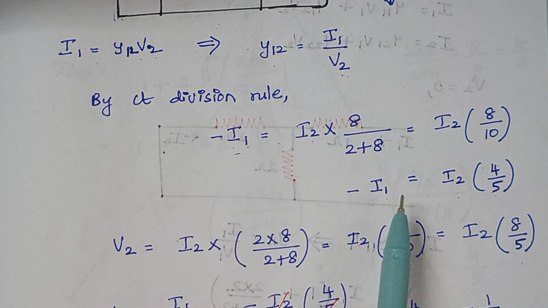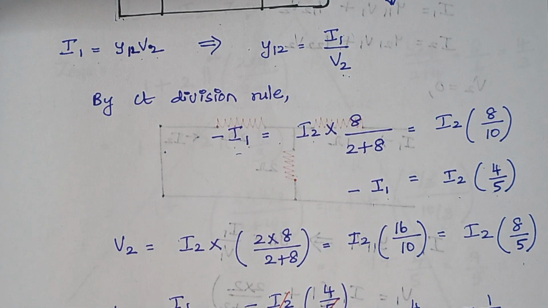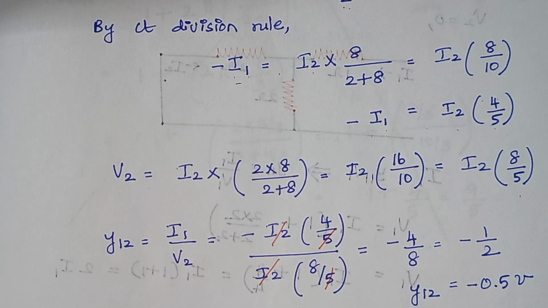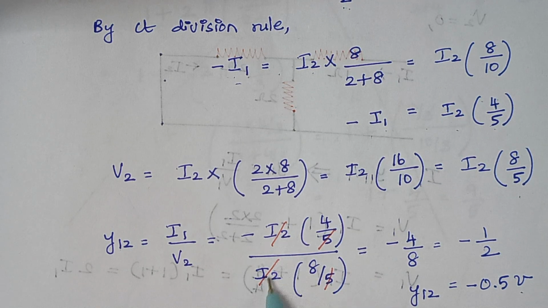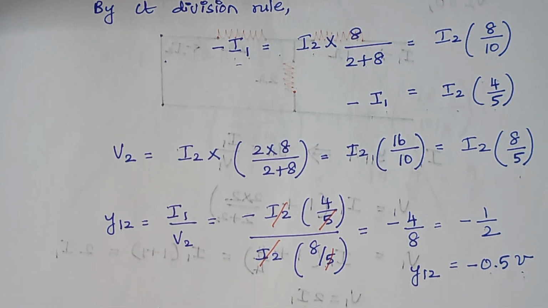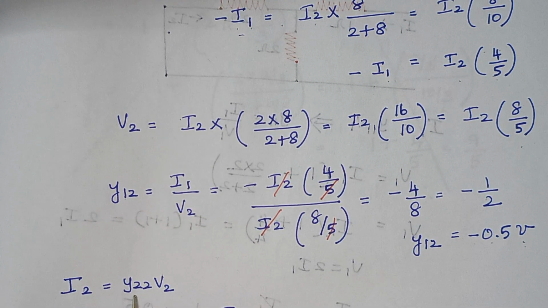Now we know the value of I1 and V2. Just substitute it over here. Once you substitute, we end up with the answer minus 0.5 mho. While substituting, I2 gets cancelled and 5 gets cancelled, and the remaining terms are minus 4 by 8, which is minus 0.5 mho. Now finally we are going to calculate Y22. So I2 is equal to Y22 V2.